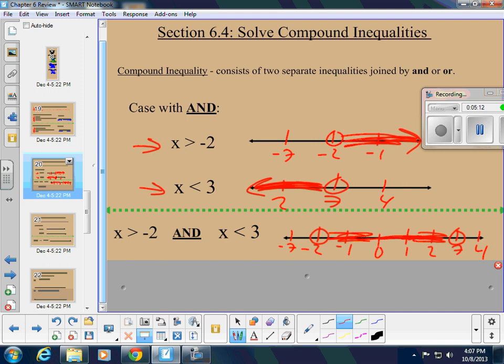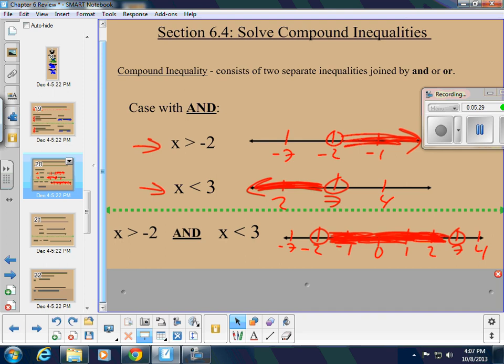Well, what happens is I need the solutions that are both greater than -2 and less than 3 at the same time. So that ends up being all these numbers in between here. I'm shading in all the possible solutions of that compound inequality, numbers that are greater than -2 and less than 3 at the same time.